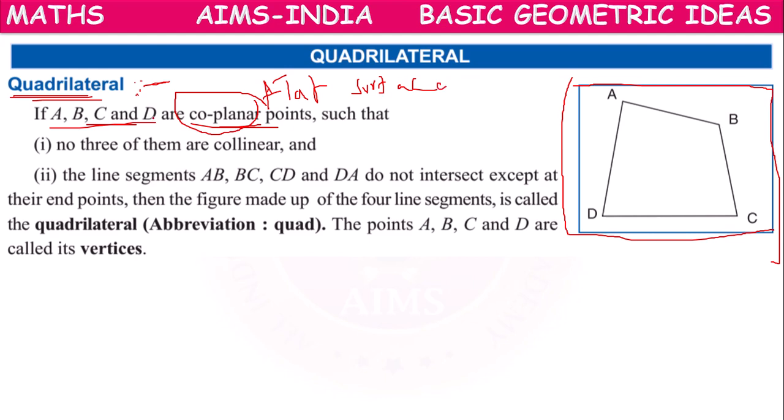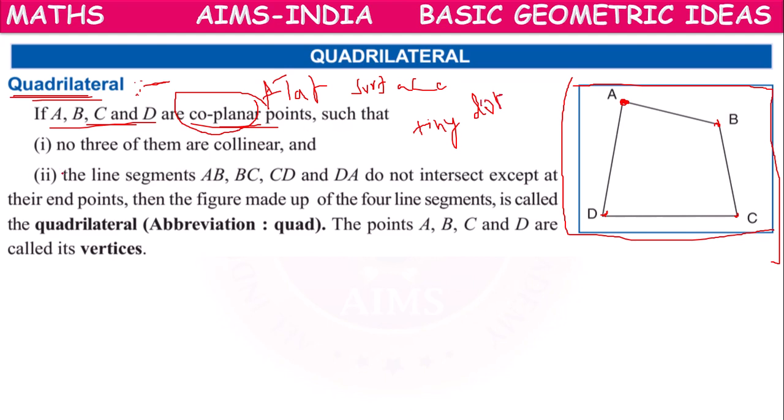So if points A, B, C, D lie in the same plane. How do we represent a point? With the help of a dot, a tiny dot. With the help of a very small dot, we can represent a point.